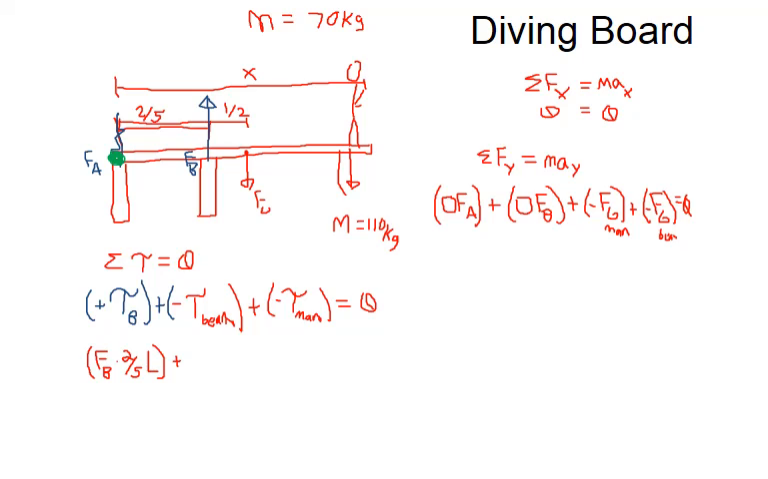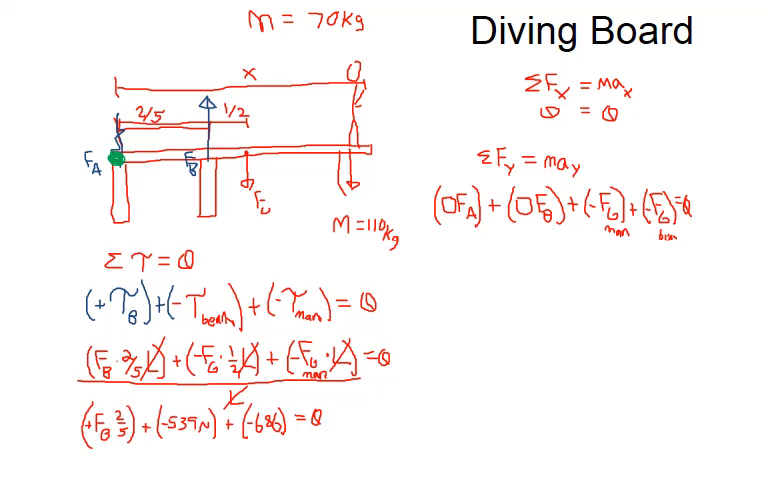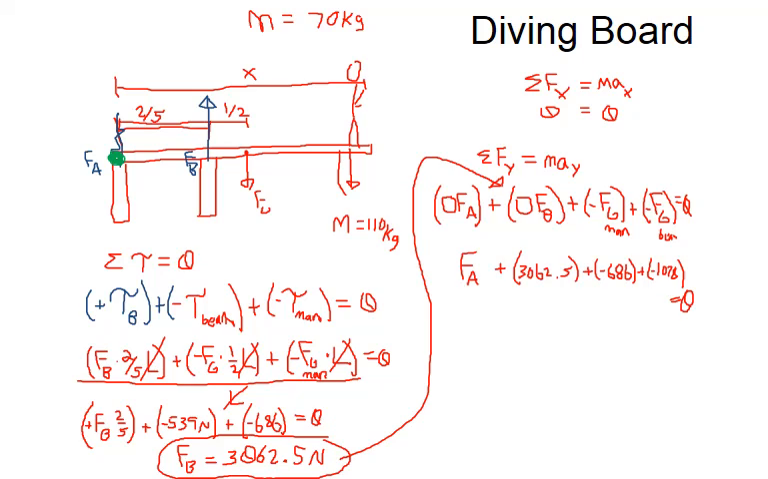Okay, so 2/5 L for FB there, 1/2 L for the force of gravity of the beam, the diving board, the man, full length L, and L will cancel from both sides. And we end up getting 3,062.5 newtons as our force for FB there. Once we know that, we're going to be able to find out what FA is. And it actually turns out FA is a negative force, which may be kind of weird for you to see.